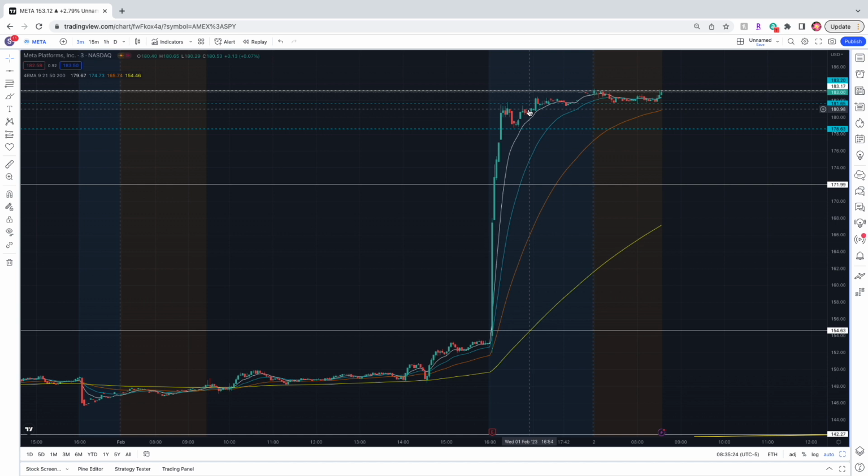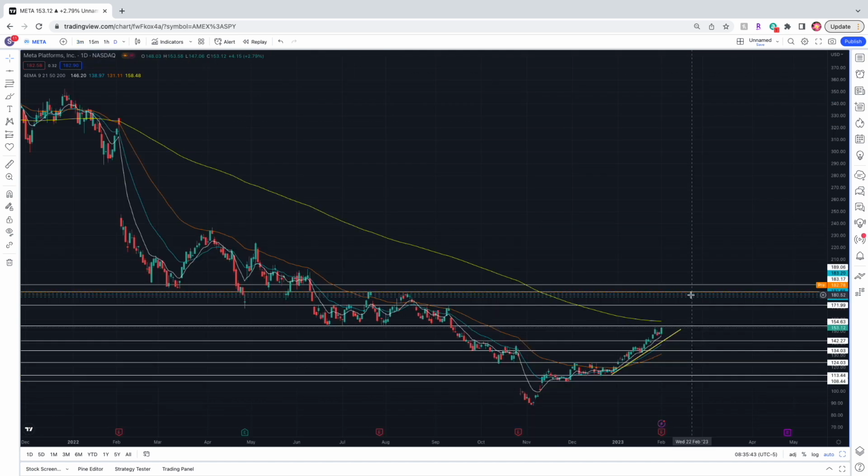Either way, this is something to add to the watch list for the next few weeks because of this massive move up. This could mean more bullish movement for Meta. However, this massive gap is something you're going to want to keep on your watch list. So thanks for tuning in.